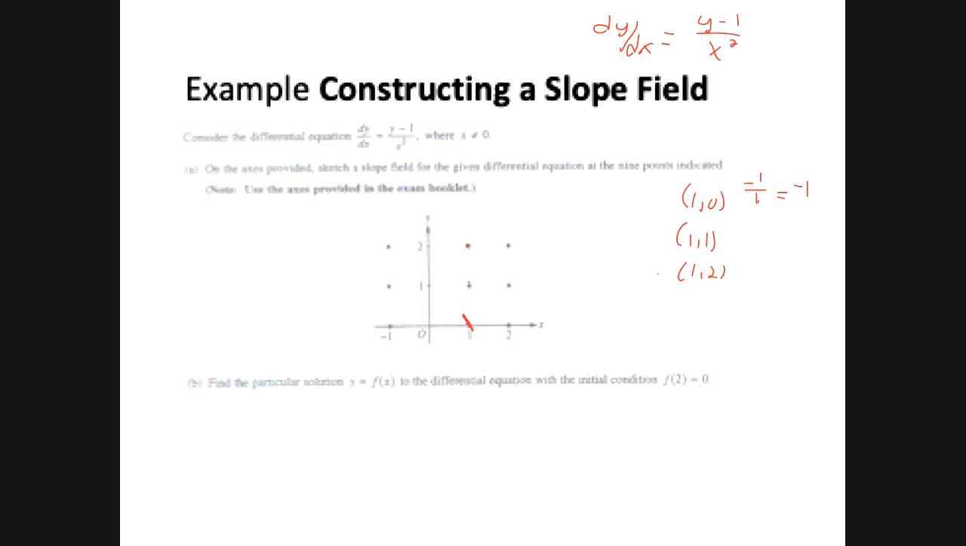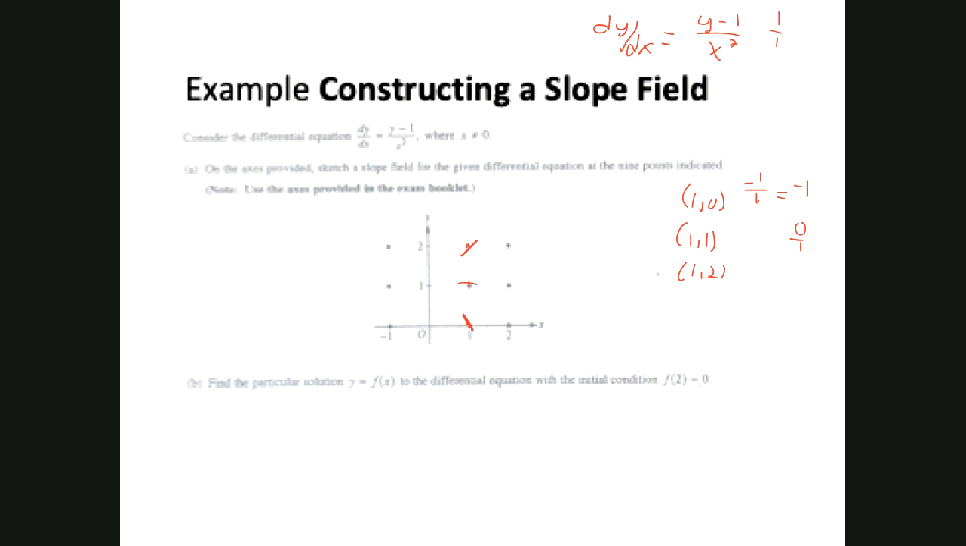And here I've got (1, 1). If you put 1 in for y, we end up with 0 over 1, which is 0. So my slope would be 0 here. If I put (1, 2) in here, 2 minus 1 is 1. So that's a slope of 1. So that's how you find slope fields. You just keep finding the slope at each point. And then sometimes they'll ask you some questions.